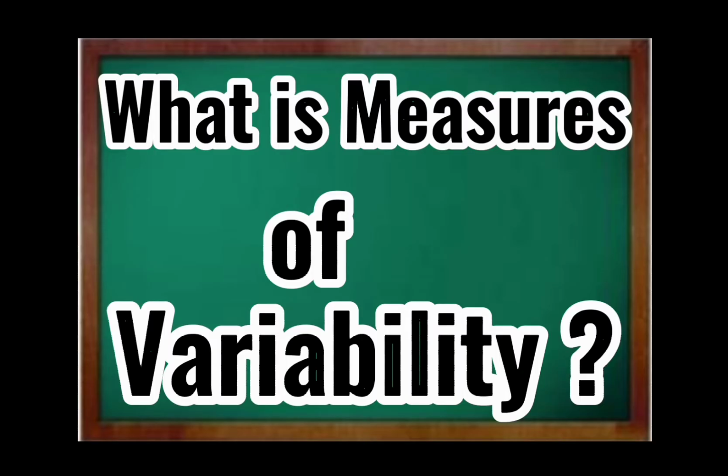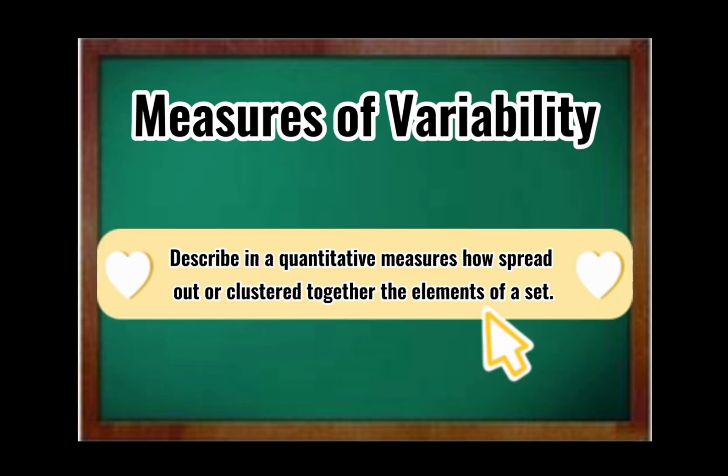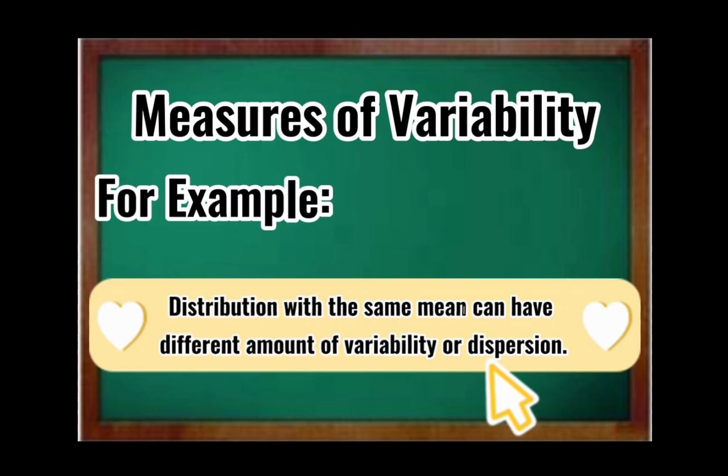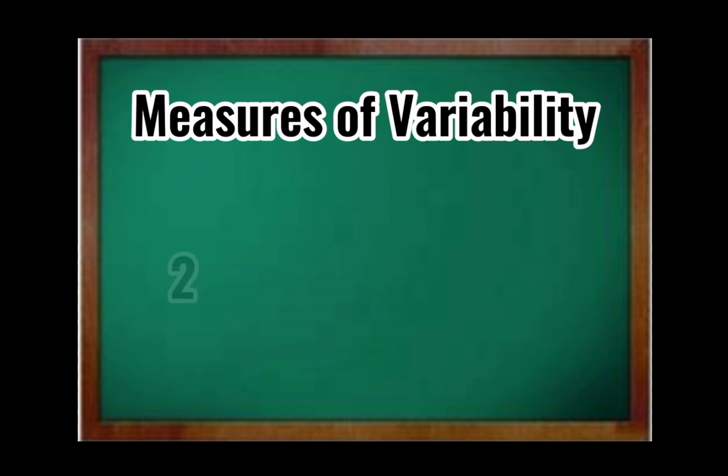What are measures of variability? Measures of variability describe in a quantitative way how spread out or clustered together the elements of a set are. It refers to the amount of spread of the scores around the mean. For example, distributions with the same mean can have different amounts of variability or dispersion.